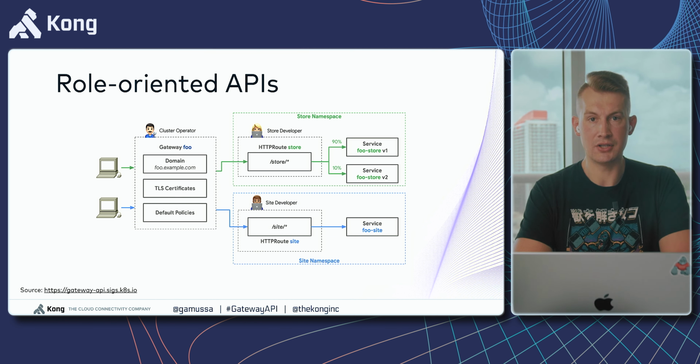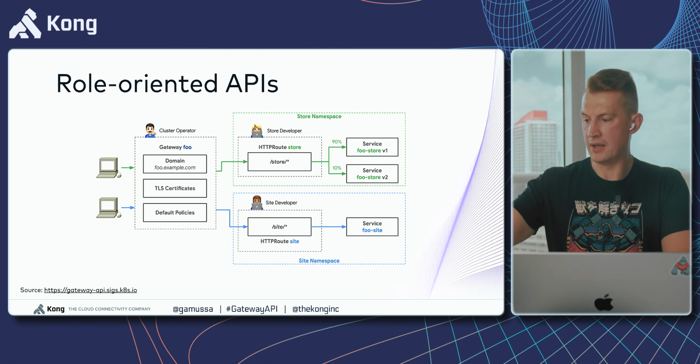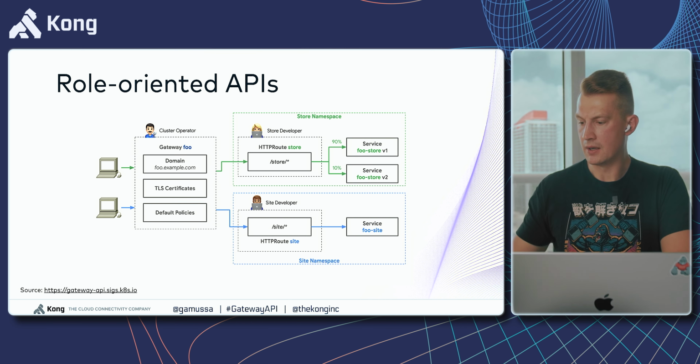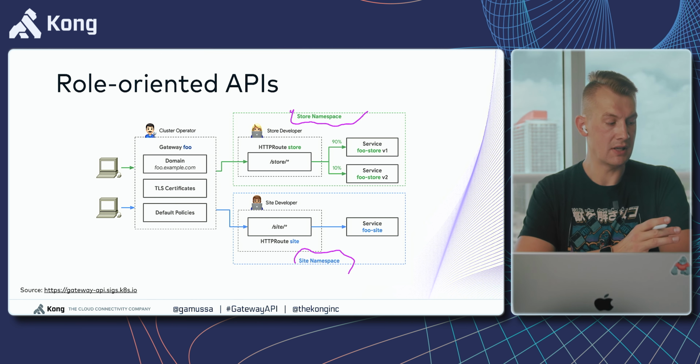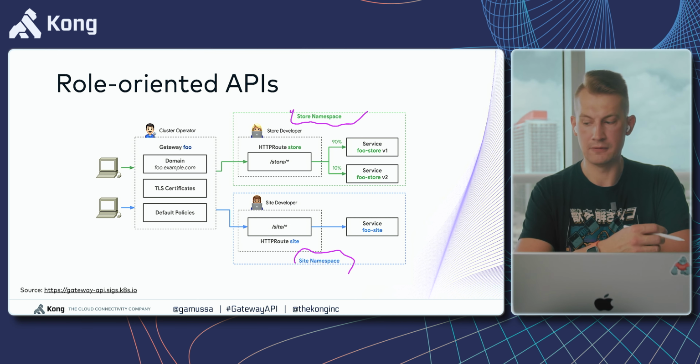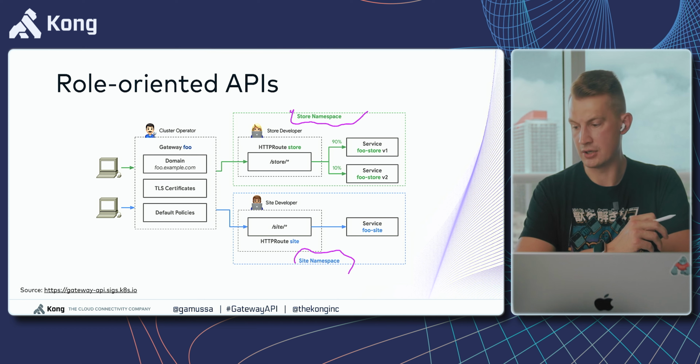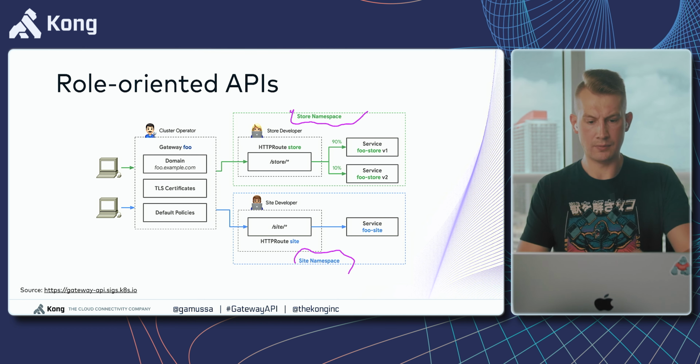Now, they can be accessed. You can define a shared gateway that can be shared between multiple routes deployed in different namespaces. That's why you can see here, this is the store namespace, and this is the site namespace. Those are different namespaces, but they can share the same gateway that's defined for them. They can bind these resources to this gateway, and this gateway can be shared. So I hope I answered this question, Anup.